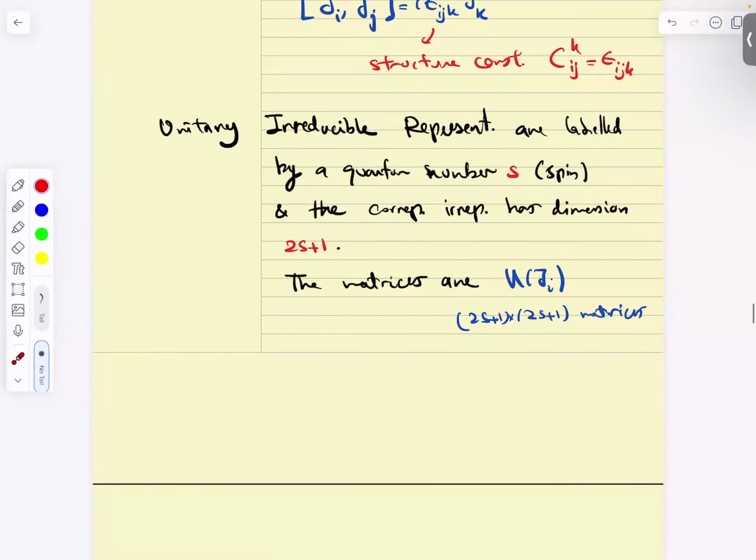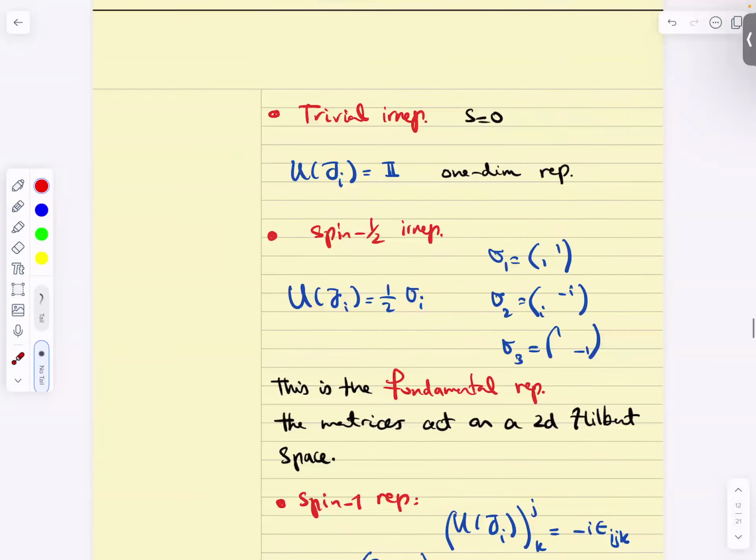All right. So the irreducibles are labeled by this half integer called spin. It's just a label. And the corresponding representation, the irrep that corresponds to spin S, has dimensionality 2S plus 1. That's the dimensionality of it. These are matrices, U_ji, and these matrices are 2S plus 1 times 2S plus 1 dimensional. All right? So I'm going to go over it very quickly.